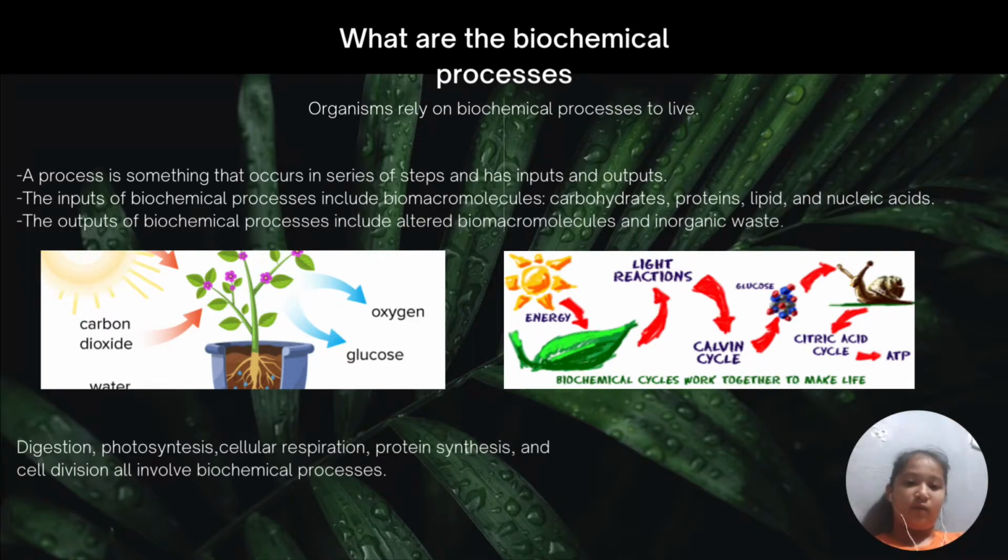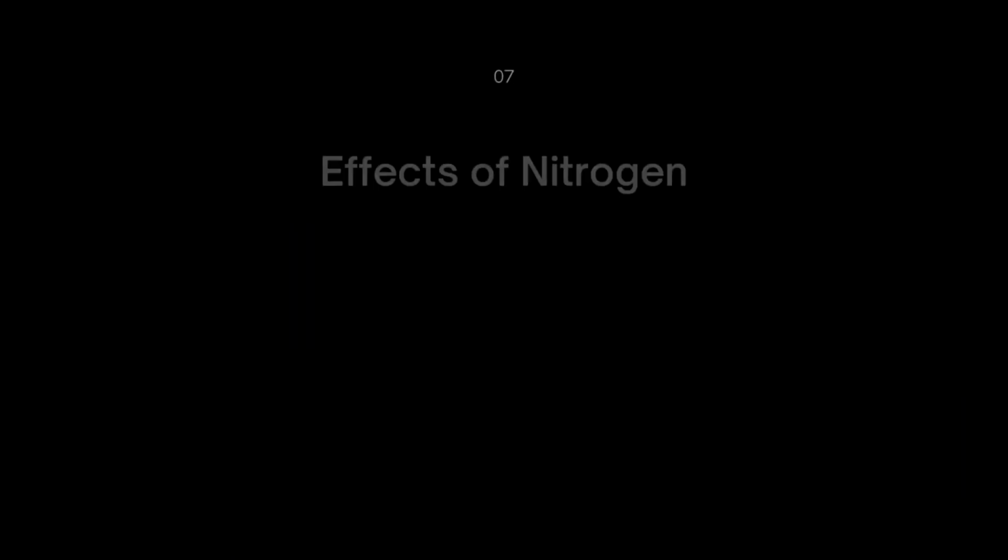So, for example, photosynthesis is an example of a biochemical process. The inputs of the process include carbon dioxide and water. And of course, the outputs of the process are oxygen, which in this case is considered an inorganic waste product, and glucose. Other examples of biochemical processes include digestion, cellular respiration, protein synthesis, and cell division.